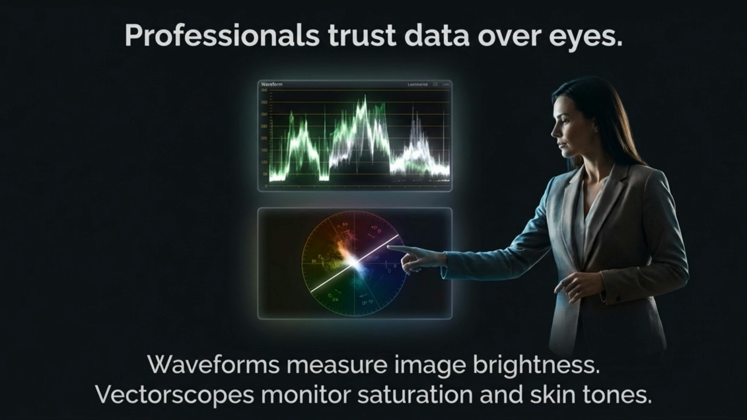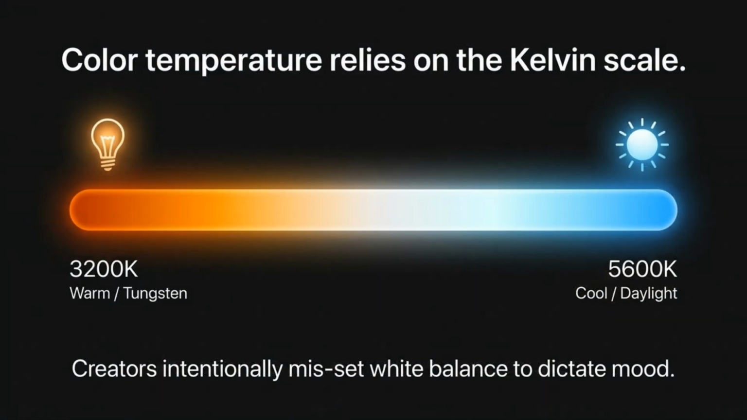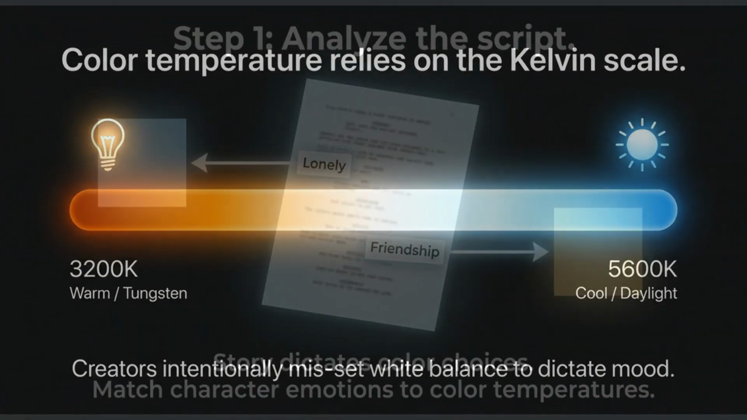Waveforms measure image brightness, while vectorscopes monitor saturation and ensure accurate skin tones. Color temperature is measured on the Kelvin scale, ranging from warm tungsten light to cool daylight. Creators can intentionally misset white balance to dictate a specific mood.